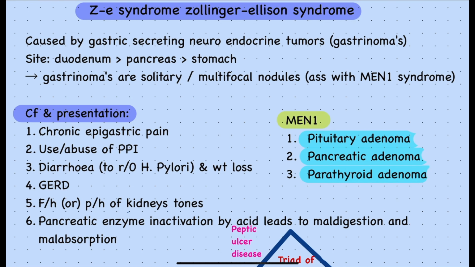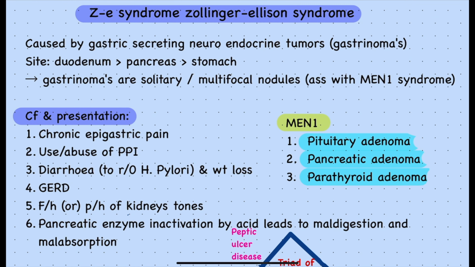Today we are going to study one of the important topics of the gastrointestinal tract, that is Zollinger-Ellison syndrome, which we commonly refer to as ZE syndrome. Now let's begin studying ZE syndrome. It is caused by gastrin-secreting neuroendocrine tumors, which are commonly referred to as gastrinomas. Remember this, these are gastrinomas.